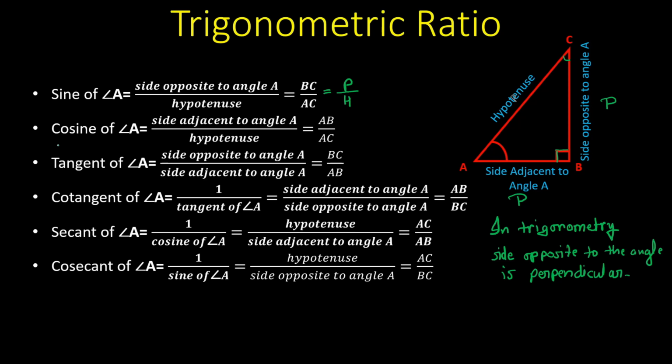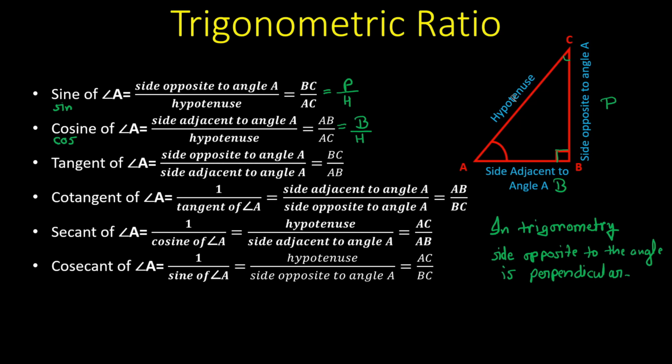And cosine, you can say cosine as cos, and sine as sin. For cosine of angle A, the side adjacent to angle A is the base. So base upon hypotenuse.